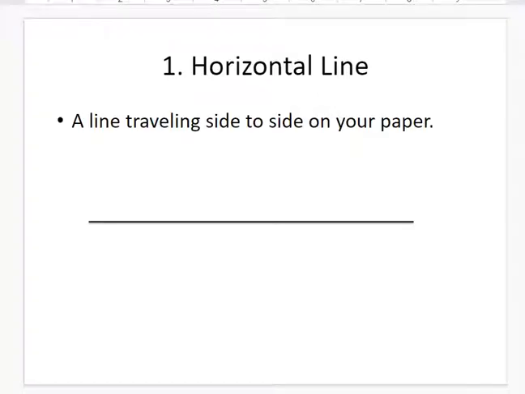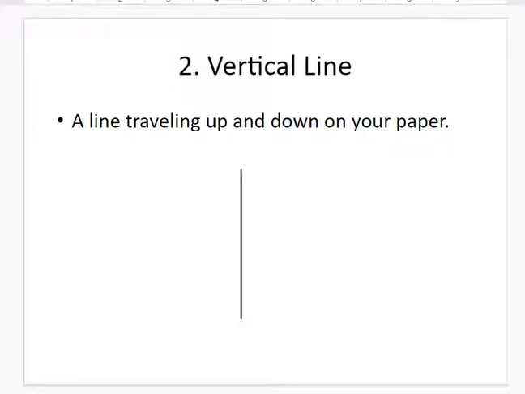I know this sounds kind of silly, but you'd be surprised. To review these terms, it would probably be a good idea for you. A horizontal line is a line traveling side to side on your paper, like the horizon. So there's your horizontal line. Then you would have what's called a vertical line. That's a line that travels up and down on your paper, going from the top of your page to the bottom.